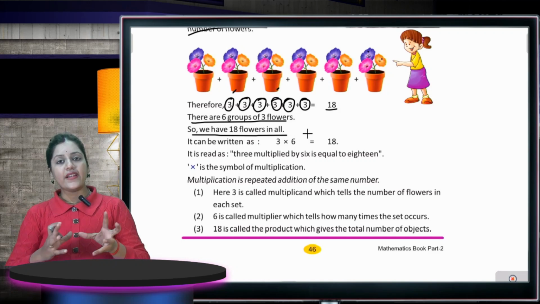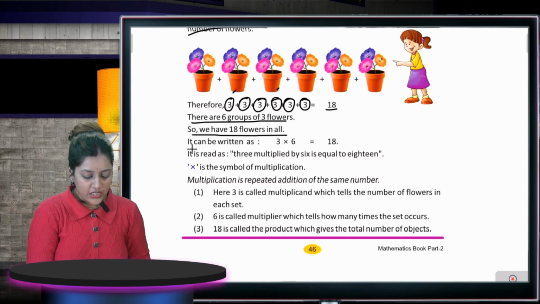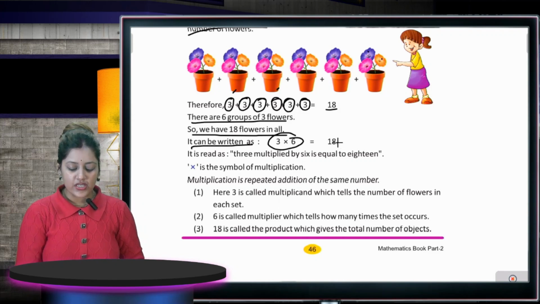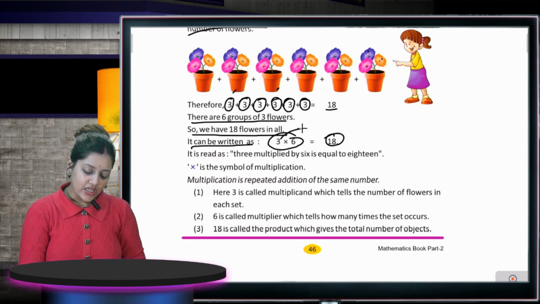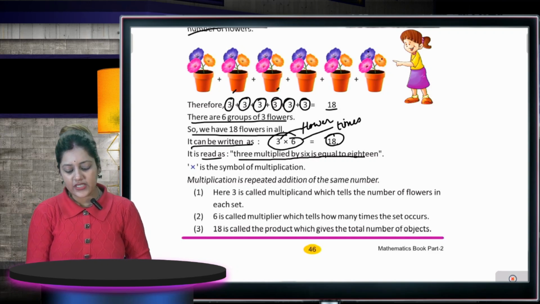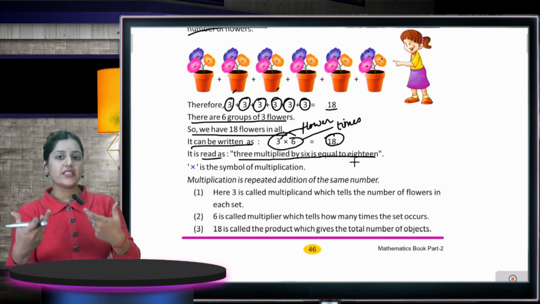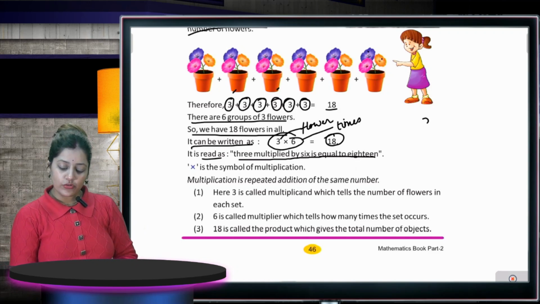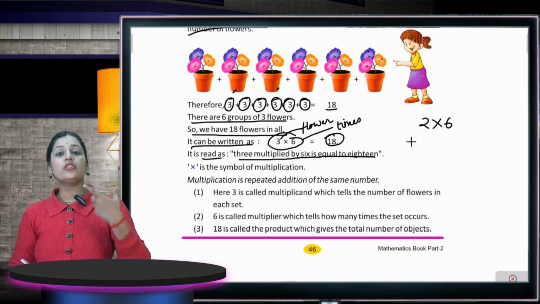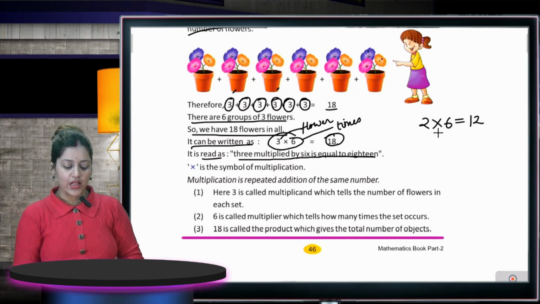So by adding 3, 6 times, what do we get? We get 18 as the total. So it can be written as 3 into 6, that is 18. It means 3 flowers, 6 times. So it is written as 3 multiplied by 6 equals 18. If I write 2 multiplied by 6, it is 12.